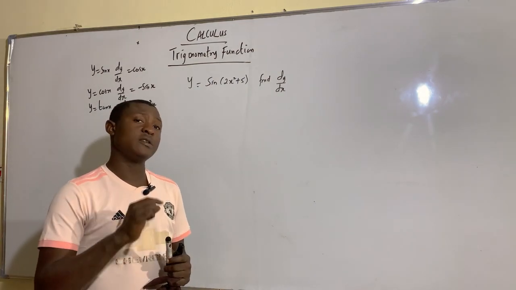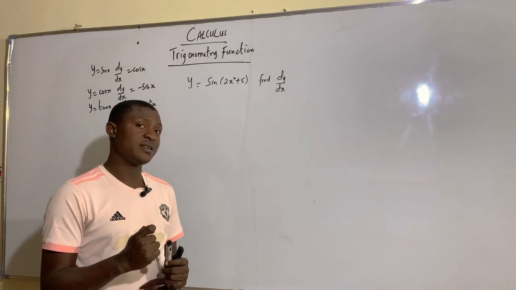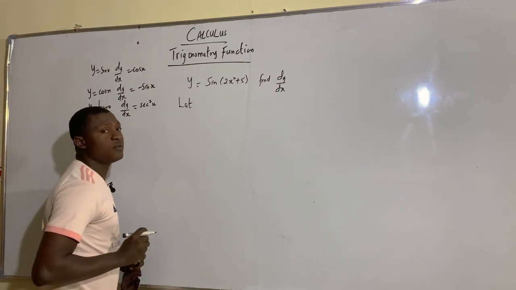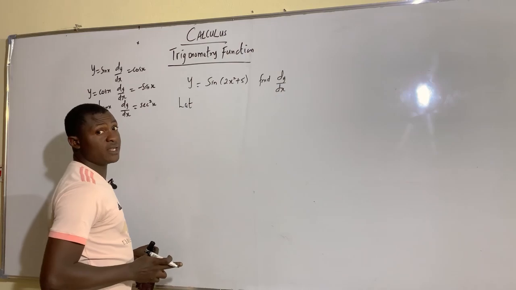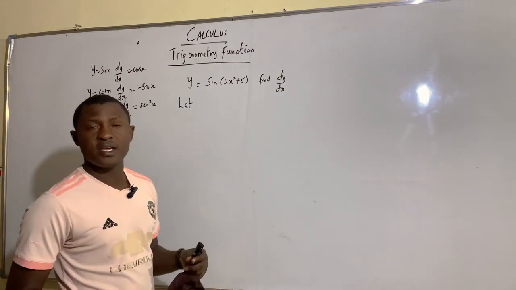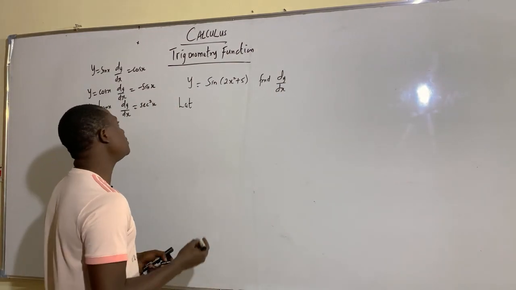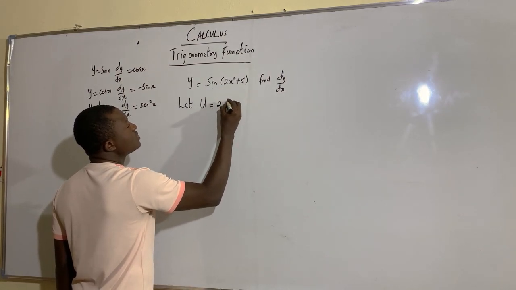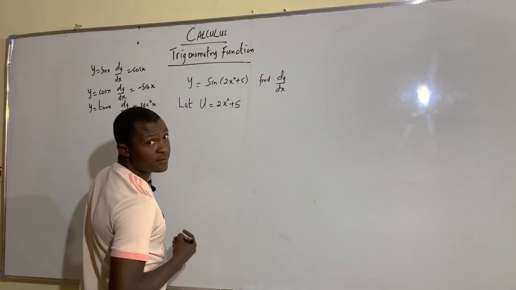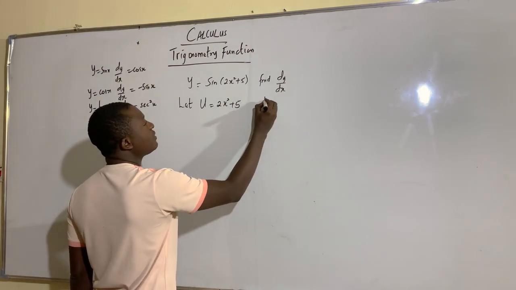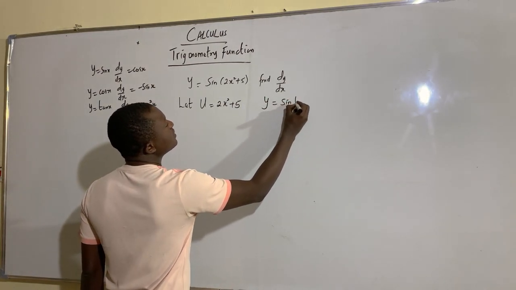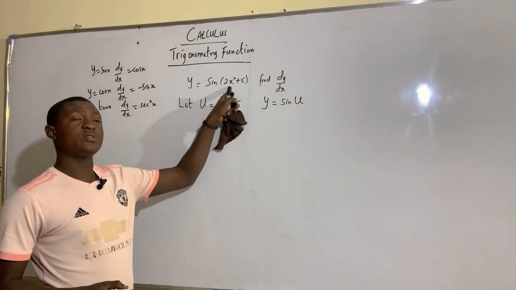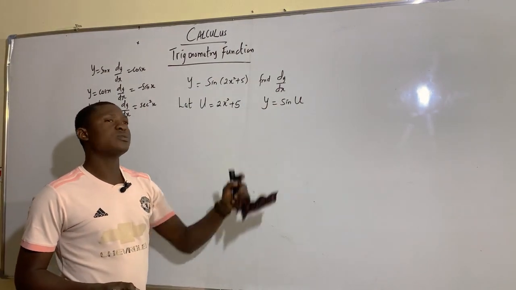Recall that we have talked about the function of a function. You remember that? As a first thing, you just let any alphabet of your choice be what we have in the bracket. You can use k, so far it's not y and x. You can use anything. So now let me use u. Let u equal what we have in the bracket, which is 2x squared plus 5, right? So if that one is u, that means we have y is equal to sine u. Can you see that? I just let my u be what we have in the bracket, then y is equal to sine u.